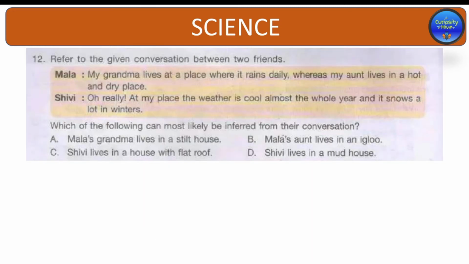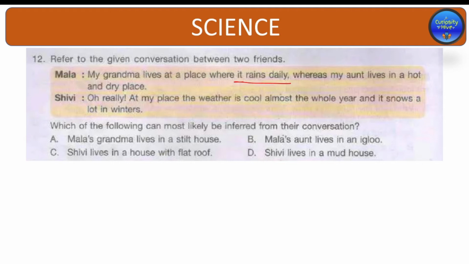Let's head to the next question. Well, this is on accommodation or living. Refer to the given conversation between two friends. Mala says, my grandma lives at a place where it rains daily, whereas my aunt lives in a hot and dry place. And Shilvi says, oh really? At my place the weather is cool almost the whole year and it snows a lot in winters. Let's see if you can get the right answer.